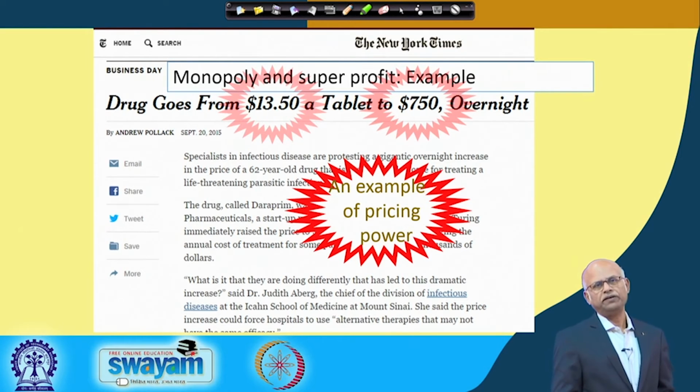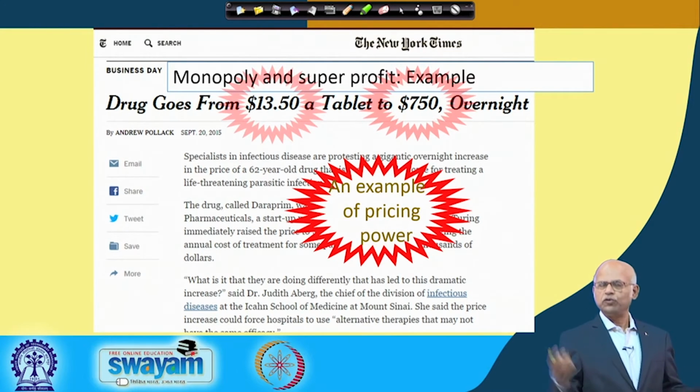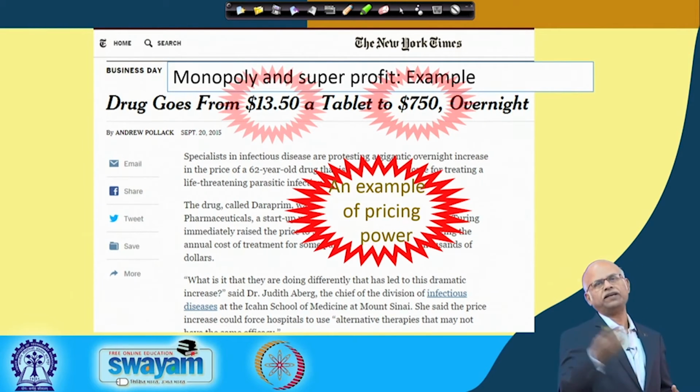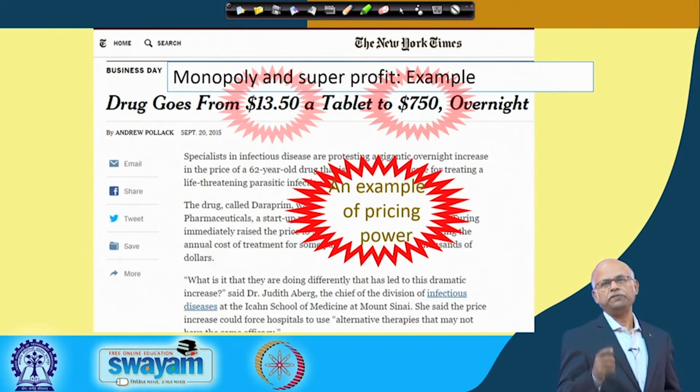So, I can take over the company and increase the price, make super profit. So, he took over this company, and next day he increased the price to $750. And because this is the only drug available at that point of time, people had no alternative but to buy this drug at $750 a piece.